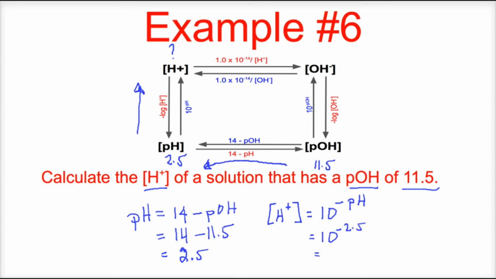We'll put this in our calculator and end up with 3.16 times 10 to the negative third power, it looks like, moles per liter. If we use the correct sig figs, there's 3 sig figs here, there's 3 sig figs in this answer as well. So a solution that has a pOH of 11.5 will have a hydrogen ion concentration of 3.16 times 10 to the negative third moles per liter. Let's take a look at one final example.